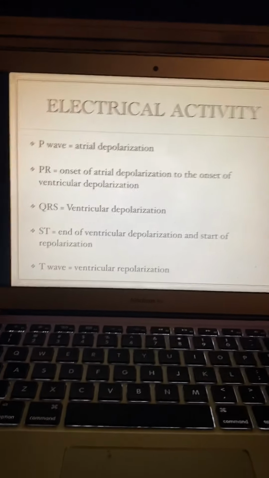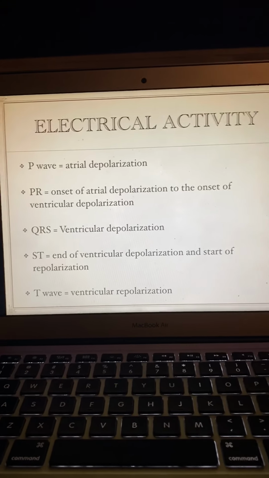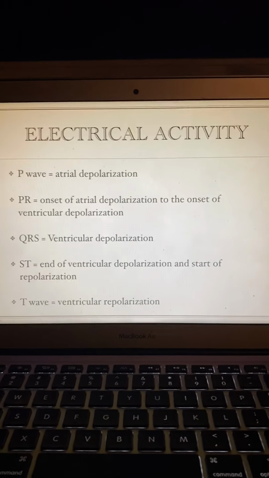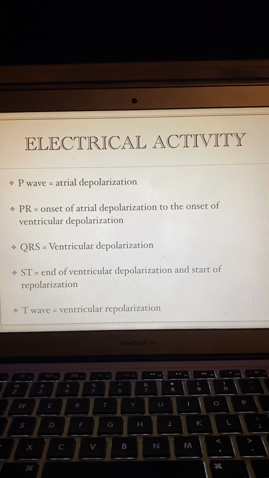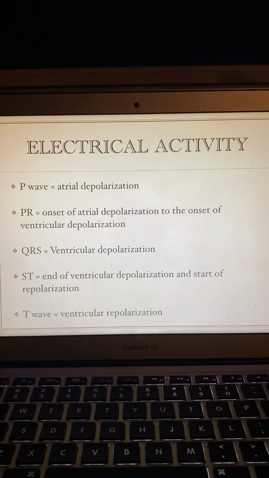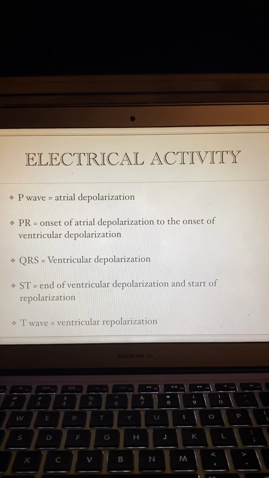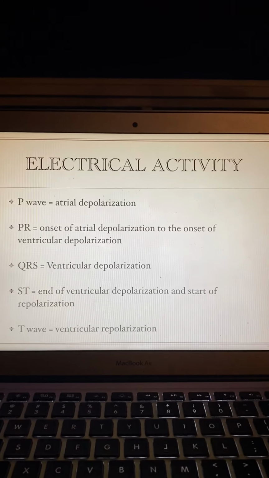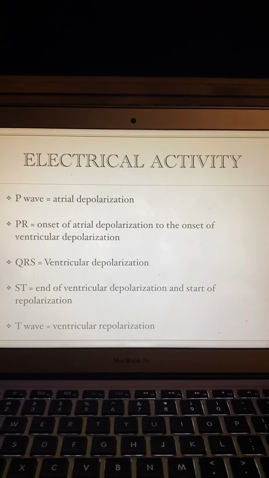Okay, so now we're going to talk about electrical activity for a total rhythm. So your P wave is going to be atrial depolarization. And if you guys remember what I said about depolarization, depolarization equals action. So the P wave is the atria contracting. Your PR is the onset of atrial depolarization to the onset of ventricular depolarization. So your whole PR interval is the start of your atria contracting to the start of your ventricles contracting.